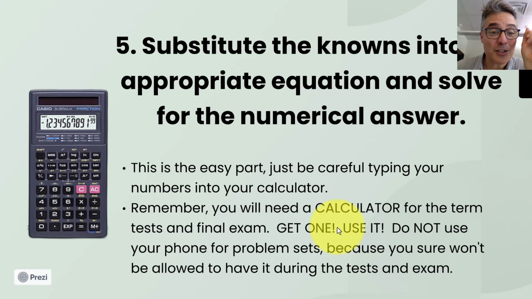Step 5 is substitute the knowns into the appropriate equation or equations and solve for the numerical answer. This is sort of the last step. It's one of the easier parts. As long as you're careful typing numbers into your calculator, it's not real tricky.